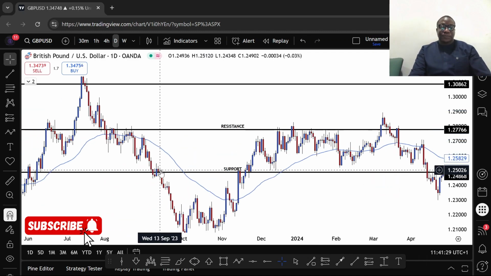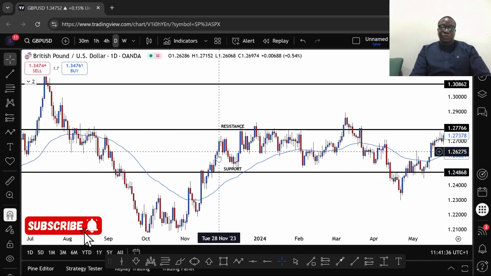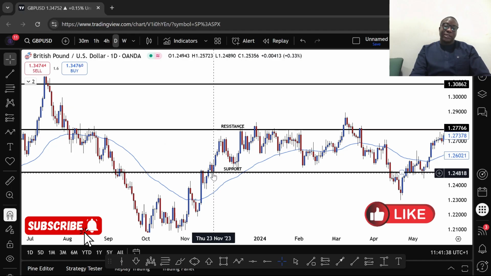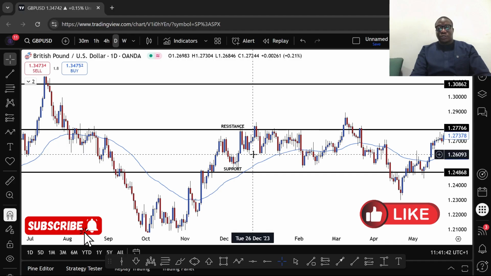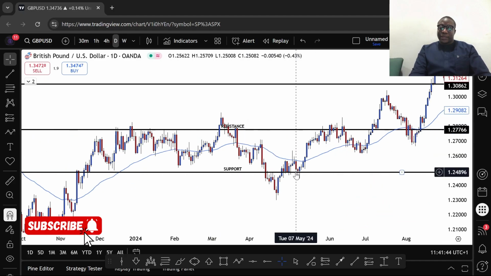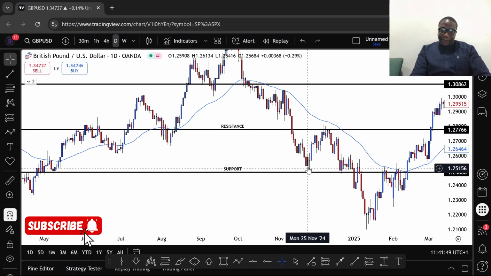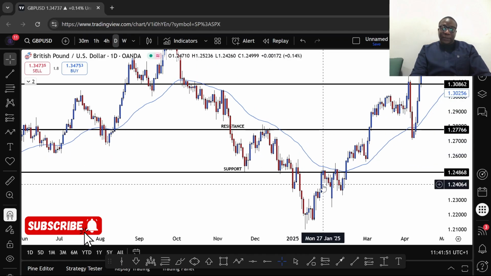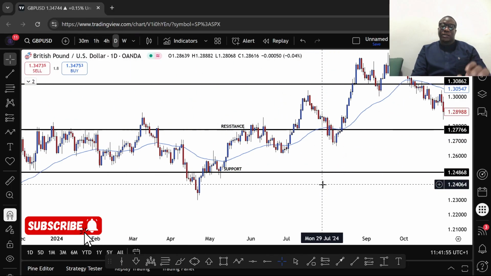Let's look at it again. The market came to this area, the reaction pushed to the upside. The market came here again, reaction pushed to the upside. Again, reaction to the upside. That is basically what we mean by support.